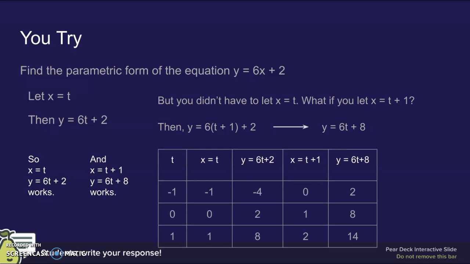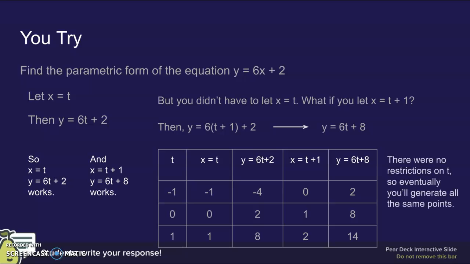And if you want to see how that works, I set up a table here. So the first column is just values that I arbitrarily picked for t. I picked a -1, 0, and a +1 because generally those are the 3 different types you need to be concerned about. And then my first attempt at rewriting the equation in parametric form, I let x equal t, and y ended up 6t plus 2. So I tried plugging some numbers in, and you can see what I got in the table. And then I tried the x equals t plus 1, which turned out to y equals 6t plus 8.